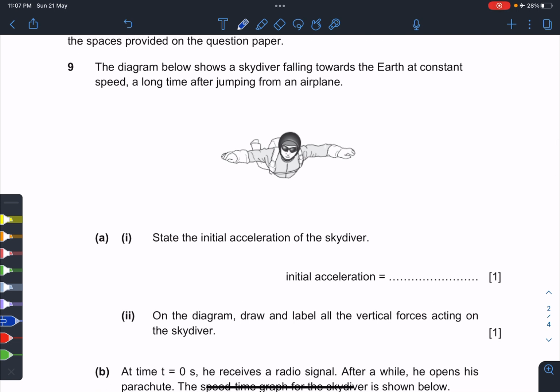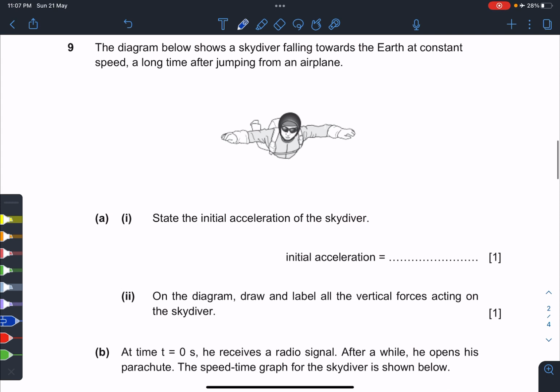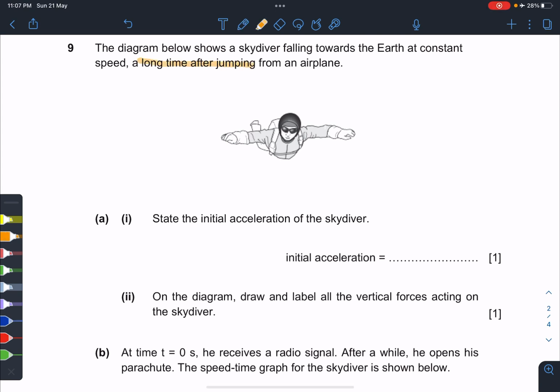Okay, next one would be this. Okay, so first read carefully. So they say the person jumped off because skydiving, right? Skydiving. So look at what they are saying. A long time after jumping, you reach this thing called constant speed. But it's after a long time. So initially, when you jump, you barely have any speed, I guess, to begin with.